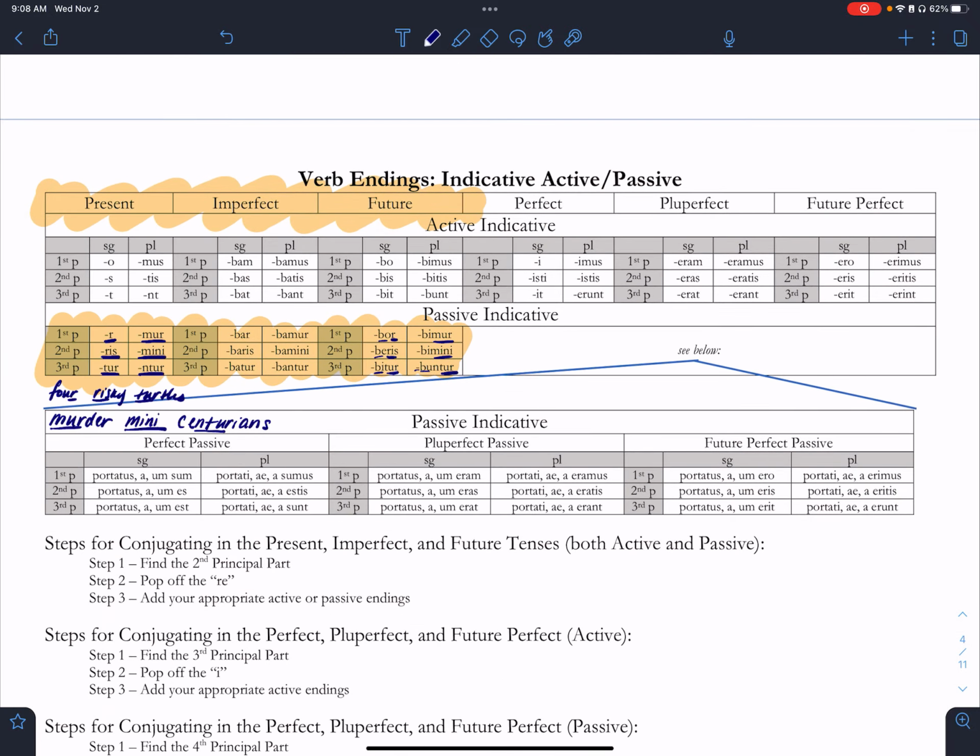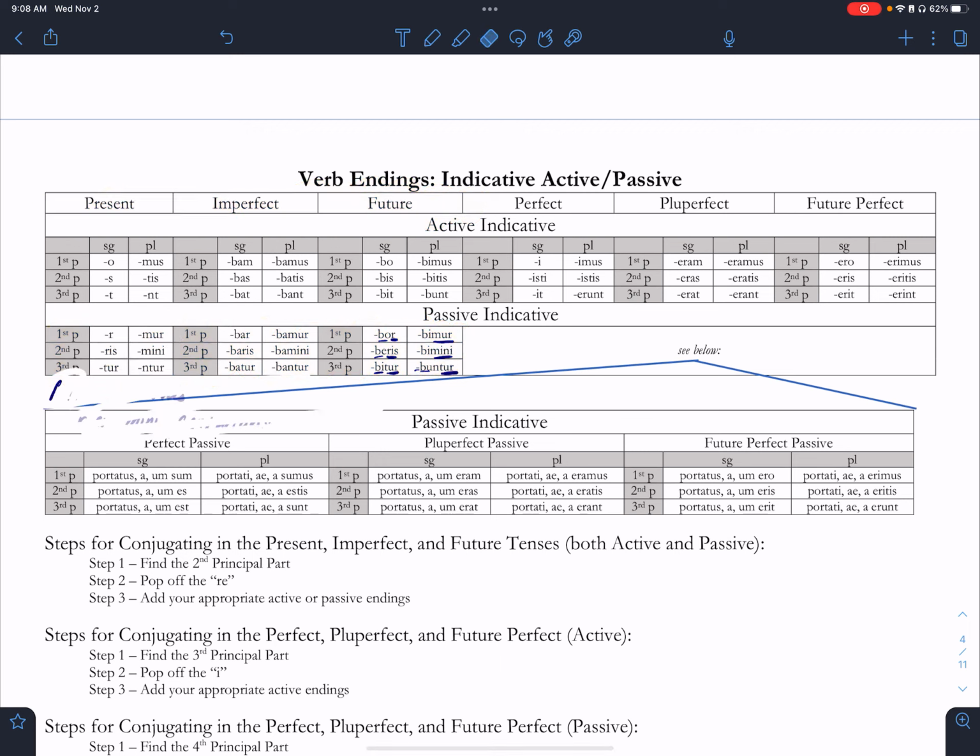Now let's talk about the passive voice in the perfect system. Remember, the perfect system, let's get rid of all this so you're not distracted by other things. The perfect system includes the perfect, the pluperfect, and the future perfect tense. Now, the passive forms are pretty simple. It's going to be 2 words, though. So rather than adding an ending like we've been doing, it's 2 forms.